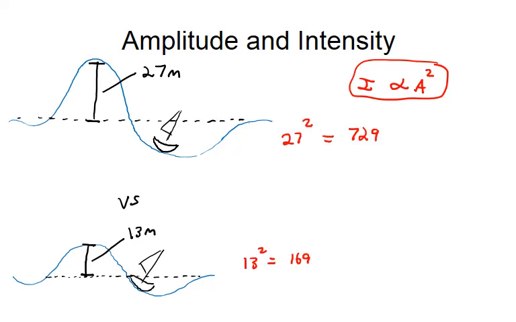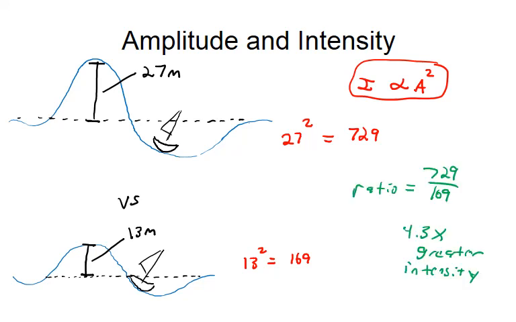Okay, so we've got 27 squared and 13 squared for the amplitudes, and we get the ratio 729 to 169. It'd be 4.3 times greater, and so the intensity of that wave versus the other one would be 4.3 times greater intensity.